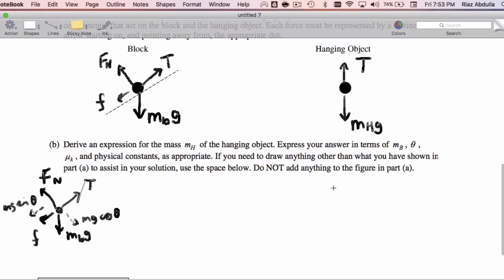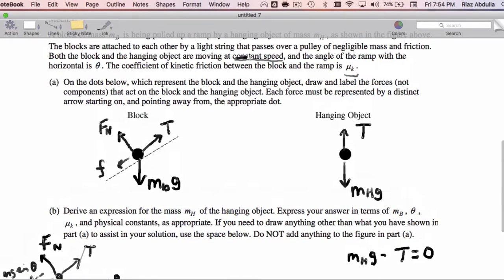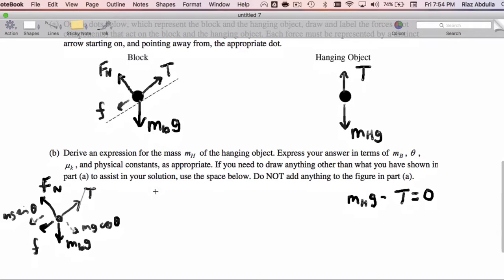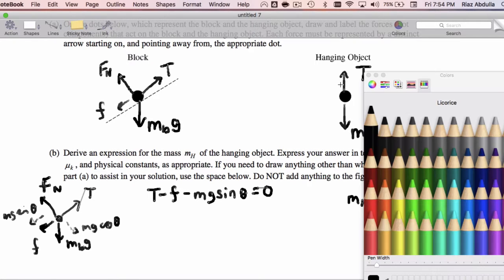Awesome. So we want the mass of the hanging object. And so let me just make sure I set up my equations here. So for the hanging object, I'm going to write down mh times g minus T equals 0. It equals 0 because we're moving at a constant velocity, constant speed, and that means things are balanced. Now, for the block, we're going to say T minus f minus mg sine theta equals 0. And let me add a little subscript there to indicate that we are talking about the block.